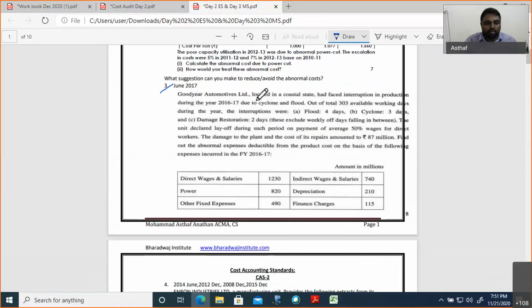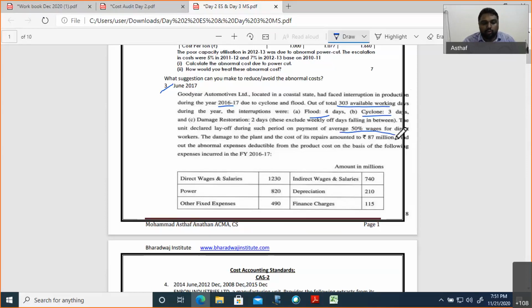Goodyear Automotive, located in a coastal state, had faced an interruption in production during the year 2016-17 due to cyclone and flood. Out of the 303 available working days, the interruption is flood 4 days, cyclone 3 days, damage restoration 2 days. So total will be what? 4 plus 3, 7, 7 plus 2, 9 days. So the total is 9 days. The unit declared layoff during such period on a payment of average 50% of wage for direct workers.